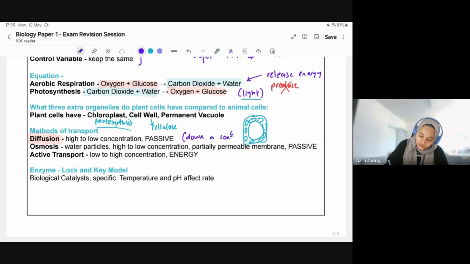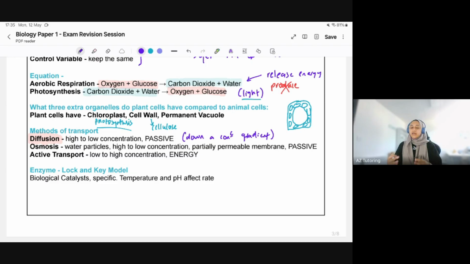Down a concentration gradient. What a concentration gradient means is just high to low concentration. So it just happens by itself. If I had some perfume and I sprayed it, naturally that perfume will spread to areas of low concentration, just because that's a natural process. So that's what diffusion is. Diffusion is how oxygen moves from the alveoli into the blood, and how glucose gets into our cells and so on. So it's the most common process within the body.